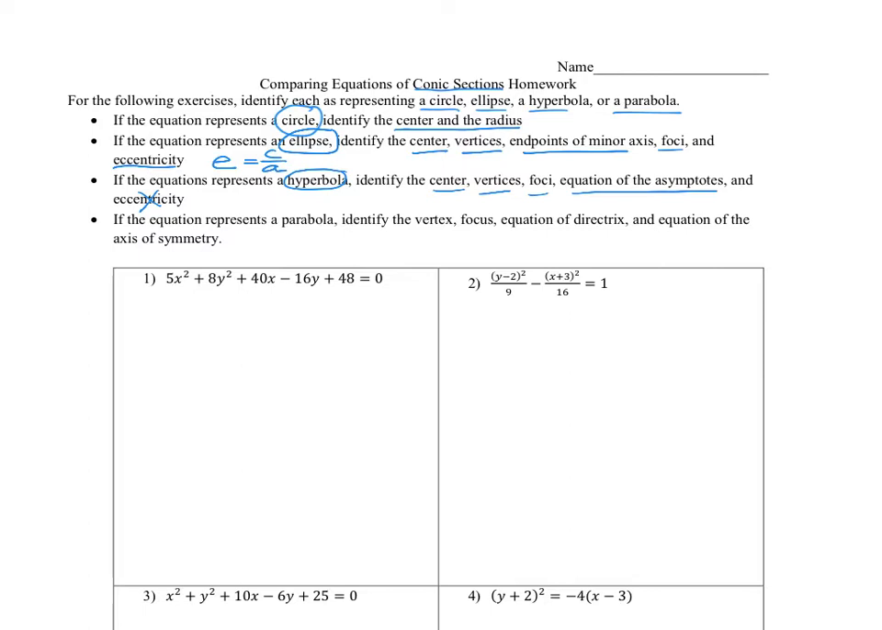Then if the equation represents a parabola, we're going to identify the vertex, the focus, the equation of the directrix, and the equation for the axis of symmetry. So we'll identify them and then be able to identify the pieces.